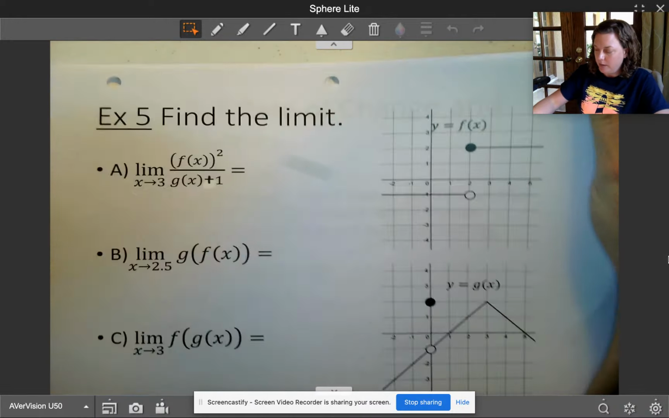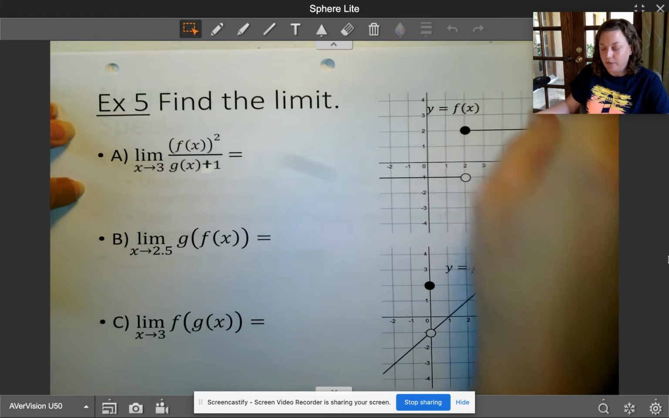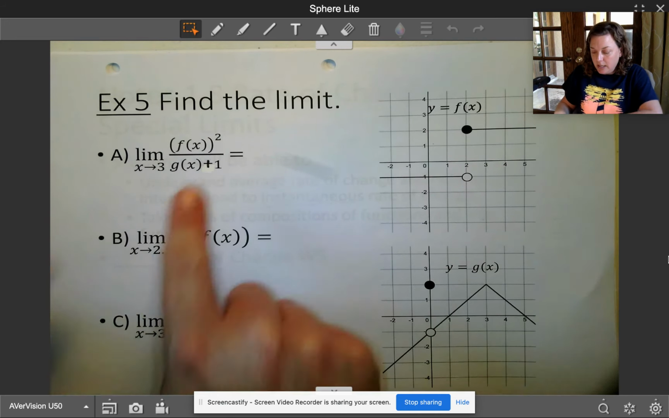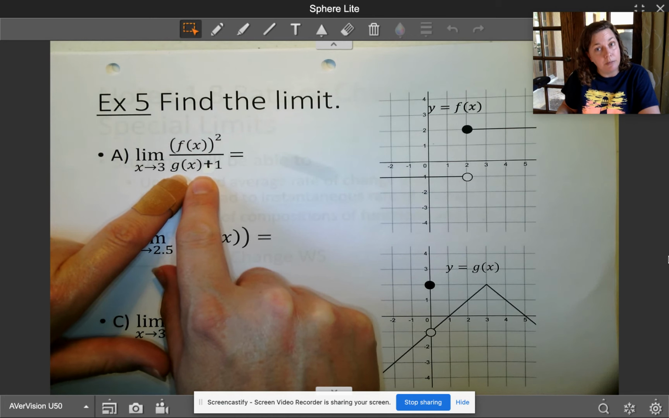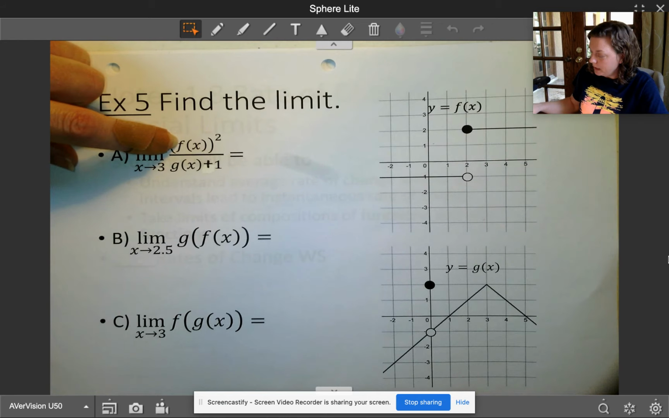So here we go. Again, you might want to pause and copy down the graphs. These are very interesting. So first of all, we want to recognize what is a composition and what is not. So these up here are not compositions. These are simply limit properties. So here we have the limit of something being squared.